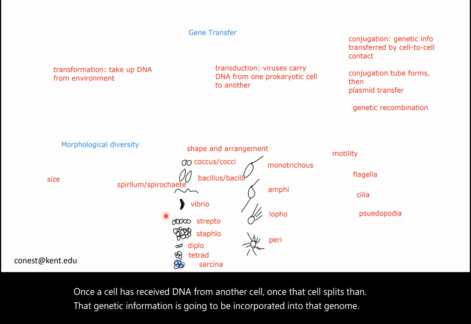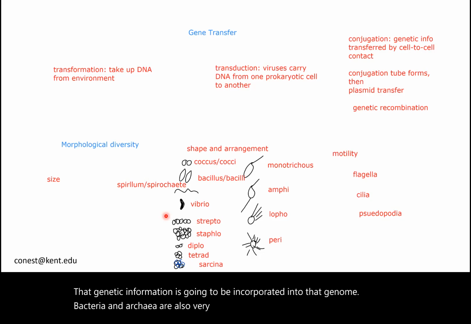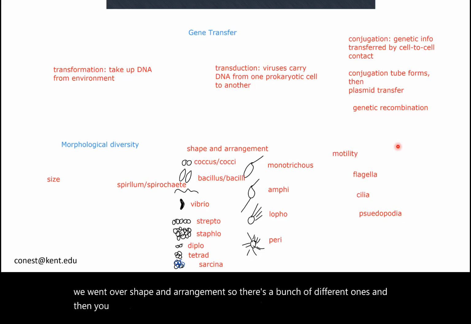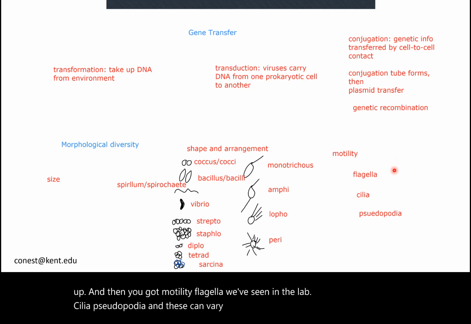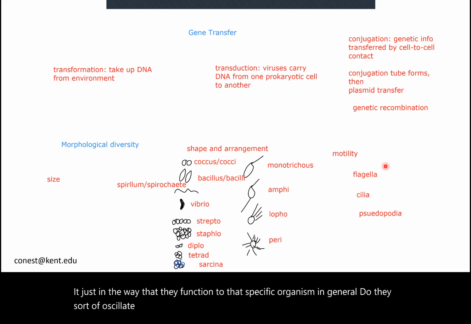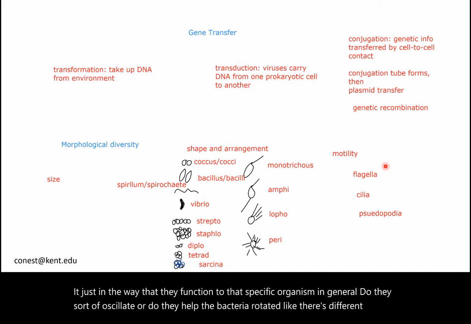Bacteria and archaea are also very diverse morphologically. They vary in size. We went over shape and arrangement, so there's a bunch of different ones. And then you've got motility: flagella, which we've seen in the lab, cilia, pseudopodia, and these can vary in number and shape, just in the way that they function to that specific organism in general. Do they sort of oscillate, or do they help the bacteria rotate? There's different kinds of motility.